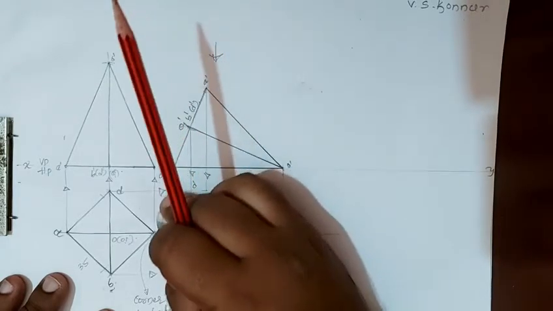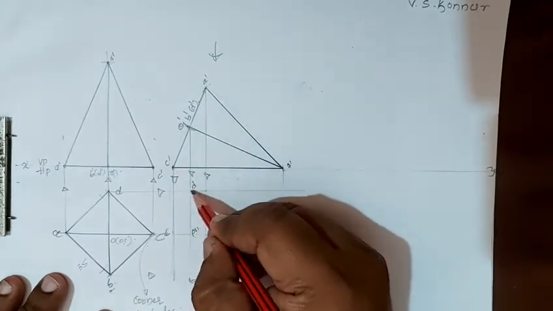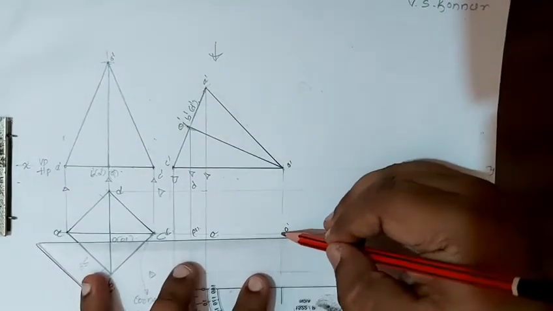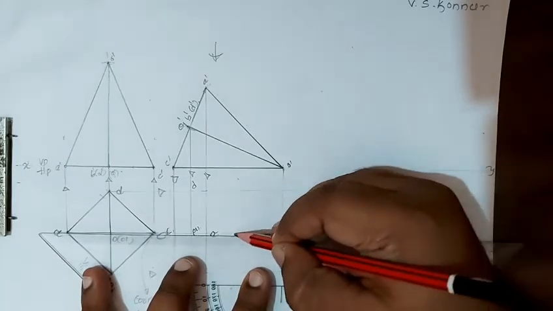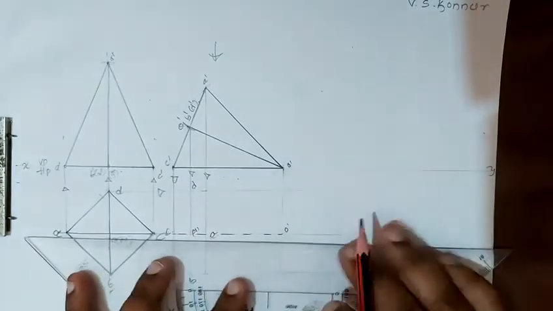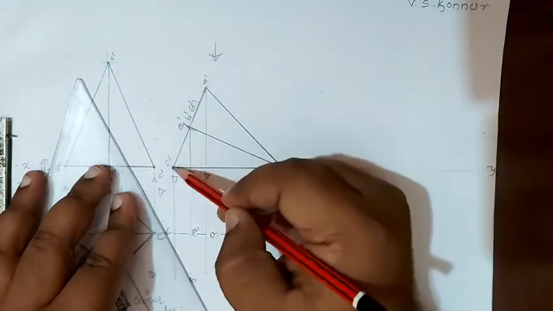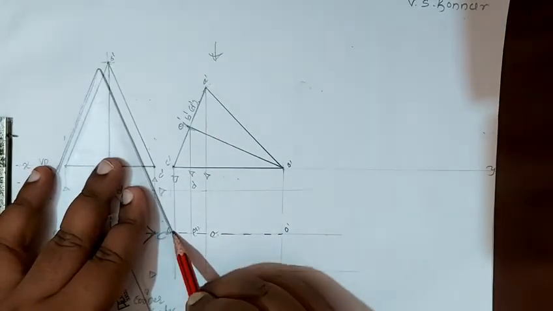Sorry, this point is A, this point is C. C point it is, and here D, B, and it is A. Now we'll join the dash line with C, and then join all other points. When you are viewing from this side, all the base is visible. We'll make all the borderlines dark.